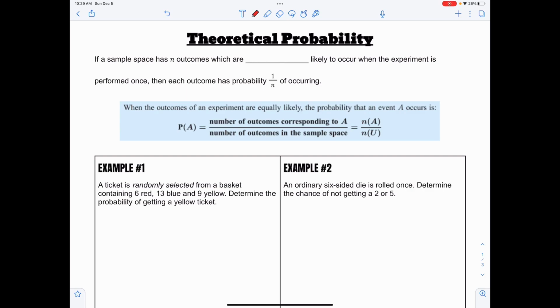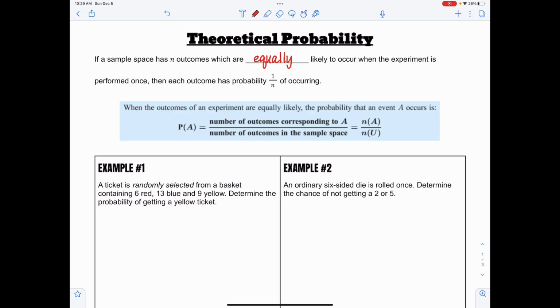Hi, today we're going to talk about theoretical probability. So, if a sample space has n outcomes which are equally likely to occur when the experiment is performed one time, then each outcome is going to have the equal chance of occurring, which is going to be 1/n.